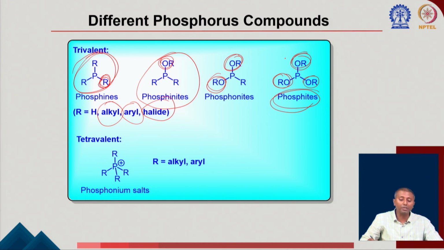So what you are seeing here, the important thing is, going from here to there, you are giving more electron density to the phosphorus. So if you think about nucleophilicity, the phosphite end will be more nucleophilic.